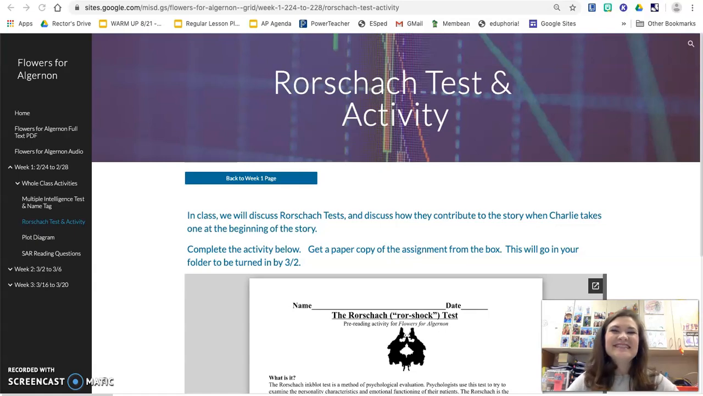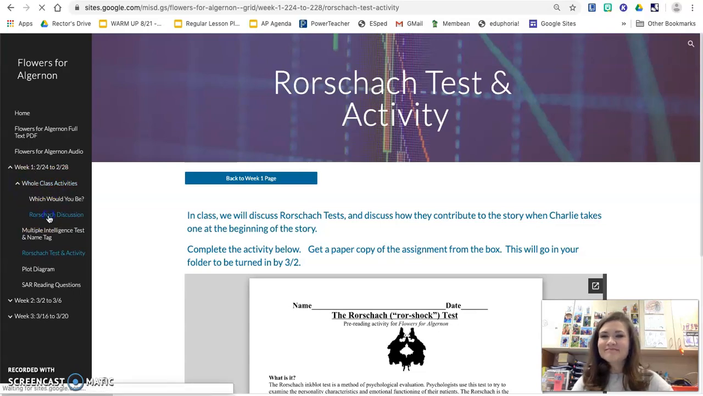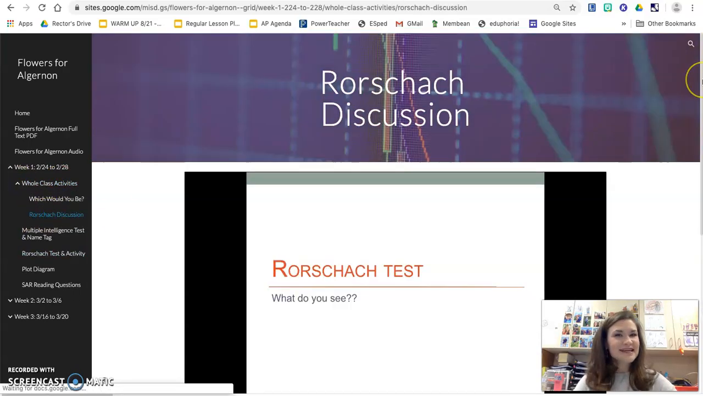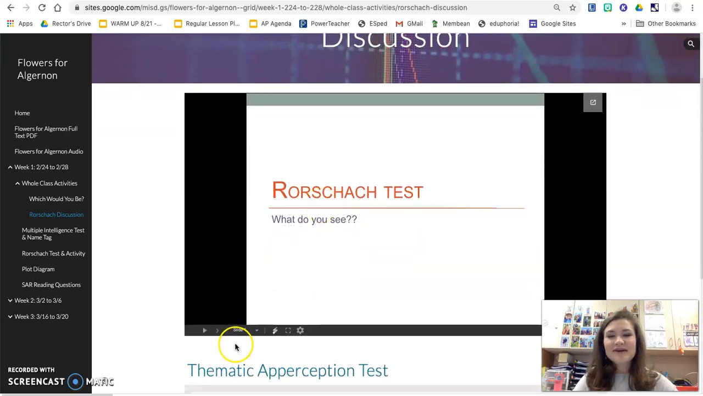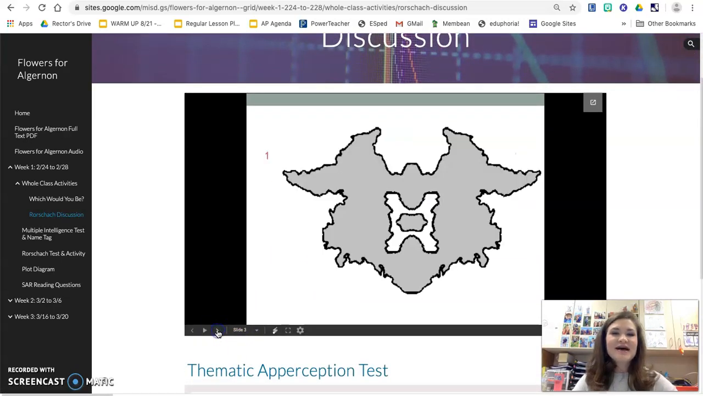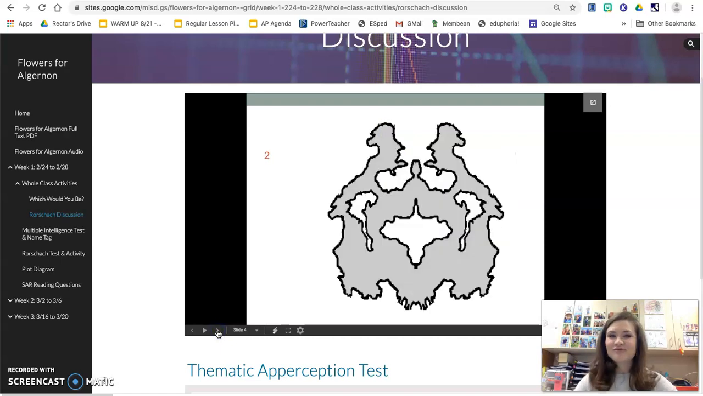Hi. Today you are doing the Rorschach test activity, and earlier in our class as a whole, if you remember, we did talk about the Rorschach test, and Charlie's going to experience that a little bit in our story as well. So it's a good thing that you kind of have an idea of what these are. But if you'll remember in class, we went through and we talked about what a Rorschach test is.